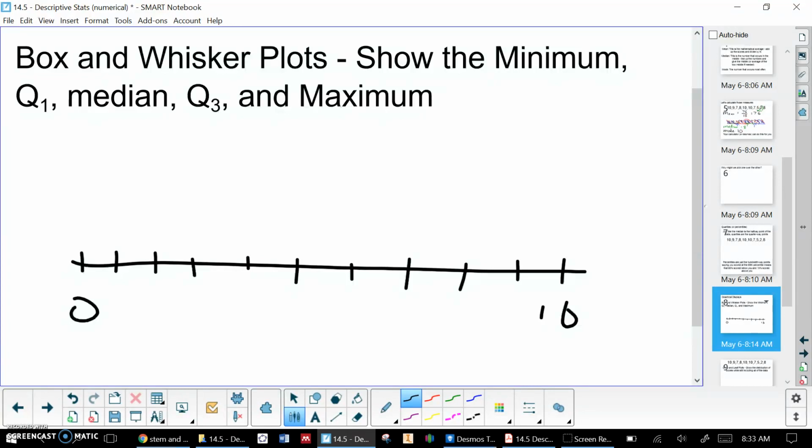And so just like we saw here, our minimum was at 2. Now we'll start with our median. Our median was 8, and so we've got 2, 3, 4, 5, 6, 7, 8. There's 8. And we'll put a line there.